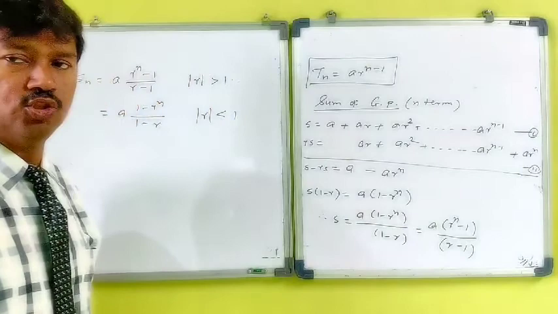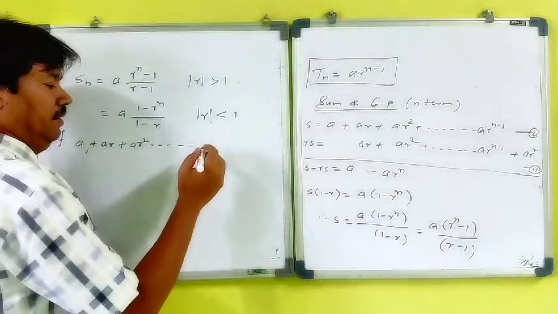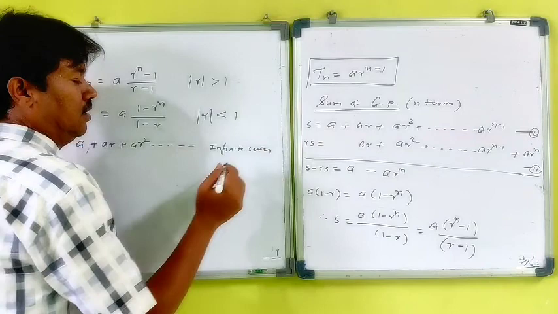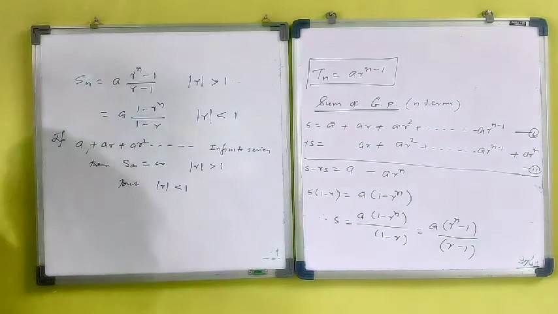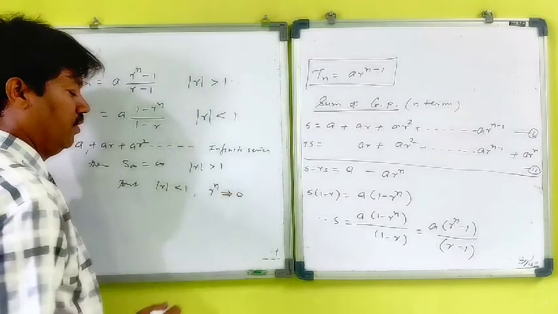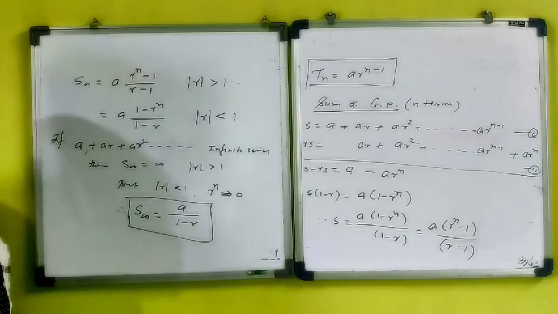Similarly, if a plus ar plus ar square goes to infinity, an infinite series, then S infinity is always infinity for r greater than 1. But if the mod of r is less than 1, r raised to n will tend to 0. So we put r raised to n as 0 in this, therefore S infinity becomes a upon 1 minus r. So that is the formula to find the sum of an infinite series in geometric progression.